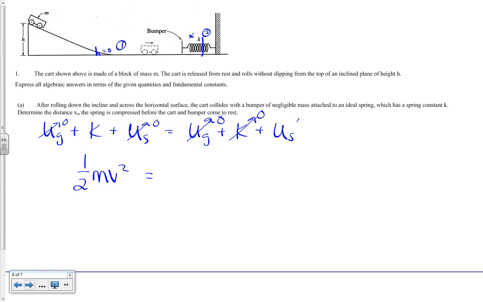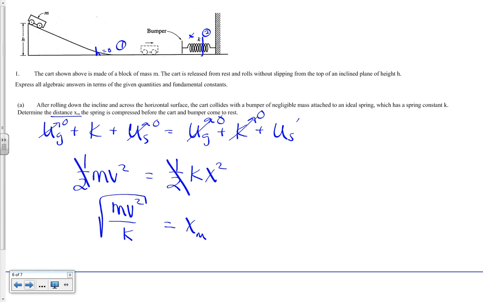Do we have spring potential at the bottom? We do. And spring potential energy is 1/2 kx squared. So to determine that distance, solving for x, divide through by 1/2, get x all by itself. x max equals root of mv squared divided by k, which is root of 2mgh over k.